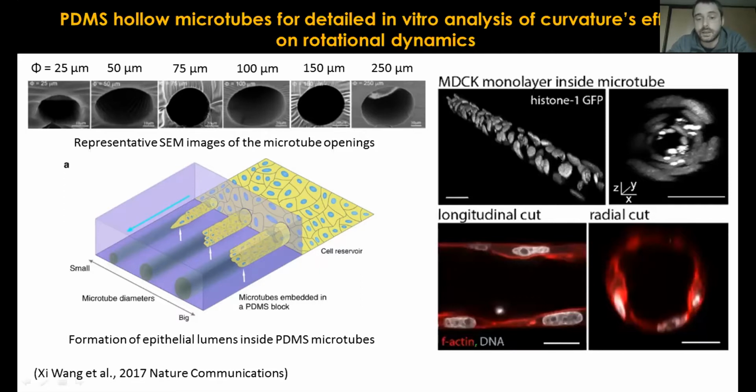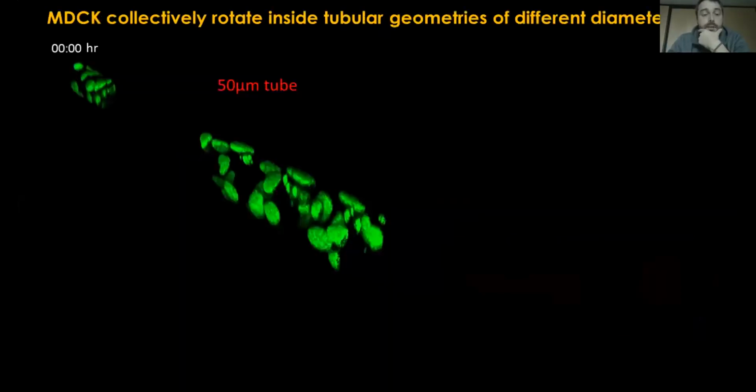Basically, you can see here the histone GFP cells inside a 50 micrometer diameter tube. We can see that the tubes are hollow, so the cells really populate the walls of the tube. So you have a clear lumen inside, and you can also have stainings of different kinds of proteins, of membrane and different parts, so we can really appreciate that lumen formation. And we can appreciate rotation.